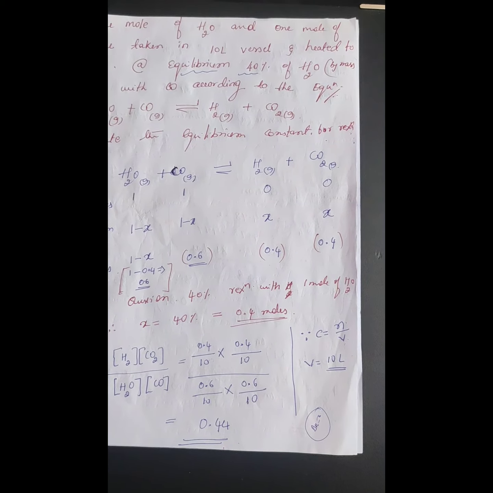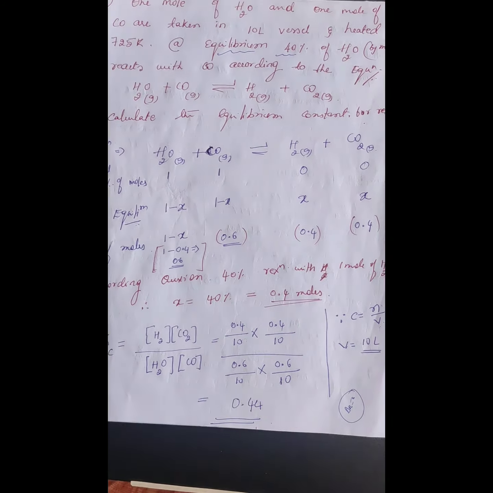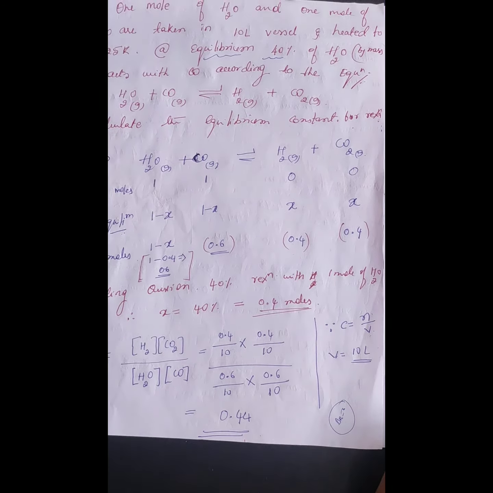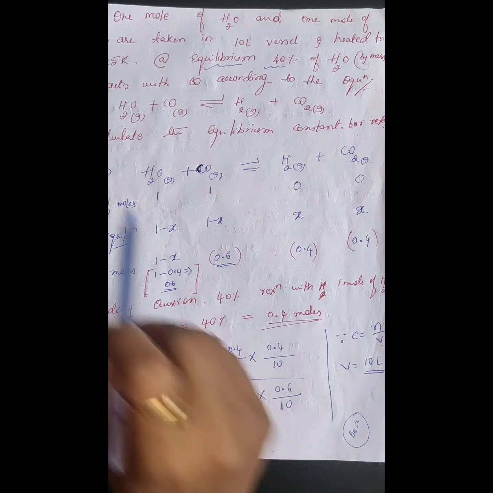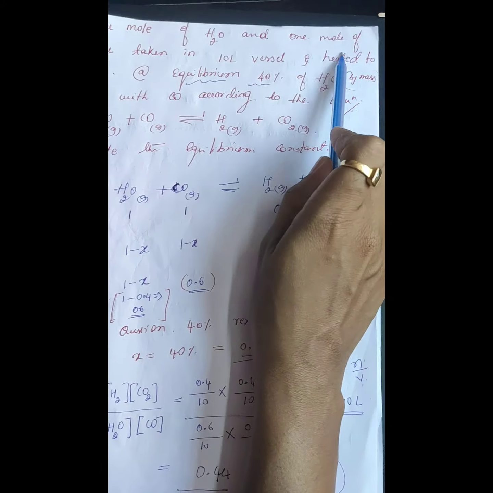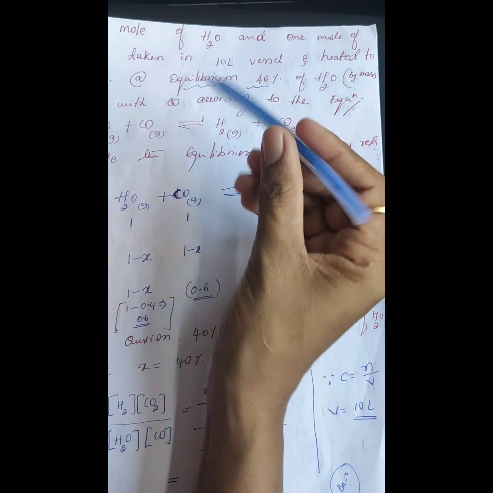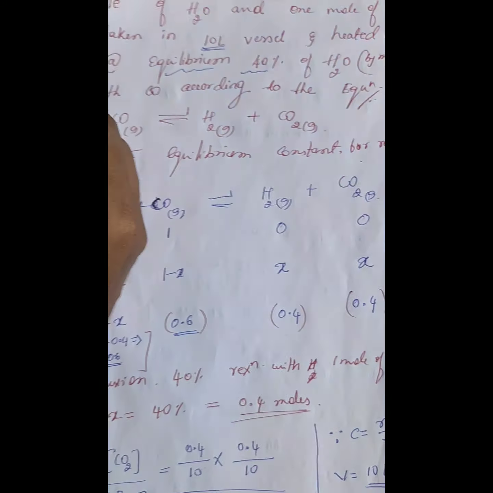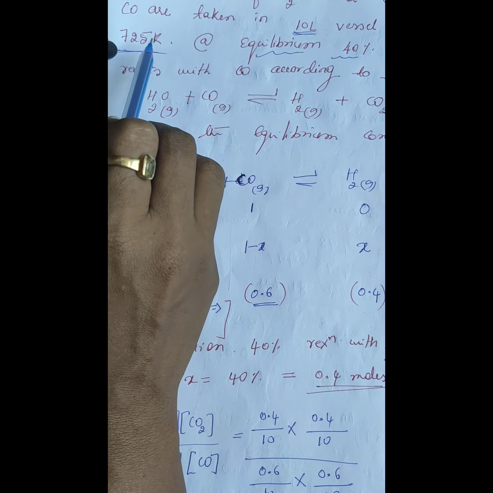In order to understand that application, I discussed one numerical. Similarly, now I will take one more numerical based on the third application, that is calculation of equilibrium concentration. Let us consider 1 mole of water and 1 mole of carbon monoxide taken in a 10 liter vessel. So the volume of the vessel will be 10 liter, and it is heated to 725 Kelvin. Temperature should be taken as 725 Kelvin.